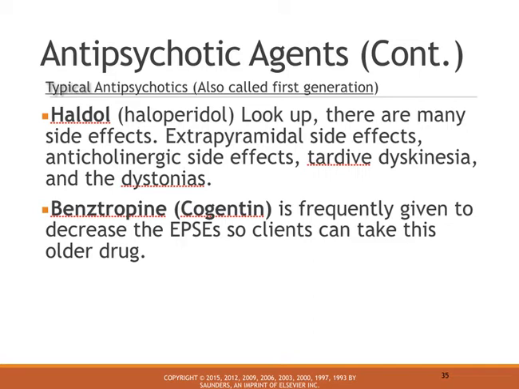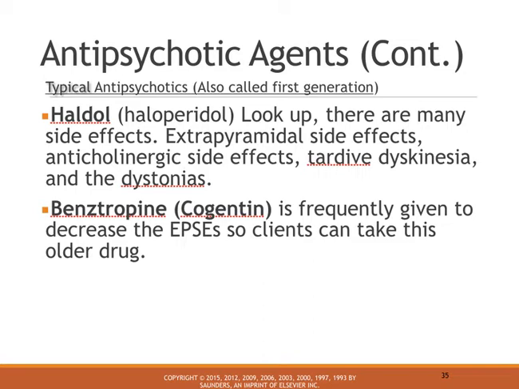The big thing for you to know about Haldol is, anybody who's on it, look it up and look for interactions, because it has a ton of interactions and side effects. The ones we want to really watch out for are the extrapyramidal side effects, which I'm going to have another slide where I talk about what that is. Anticholinergic side effects, which you should remember because we've talked about cholinergic drugs before. Then we can also have tardive dyskinesia or dystonias, and I'm going to talk about those on a separate slide too.